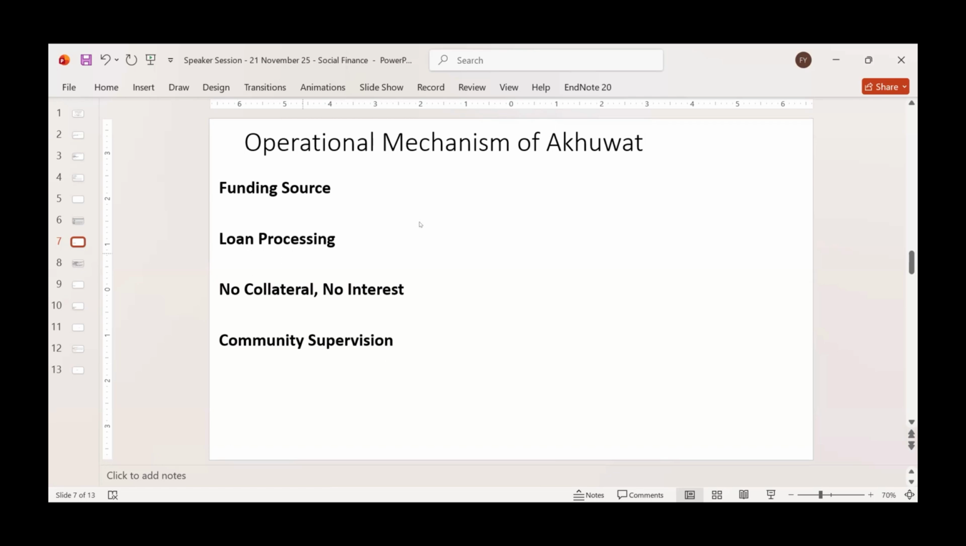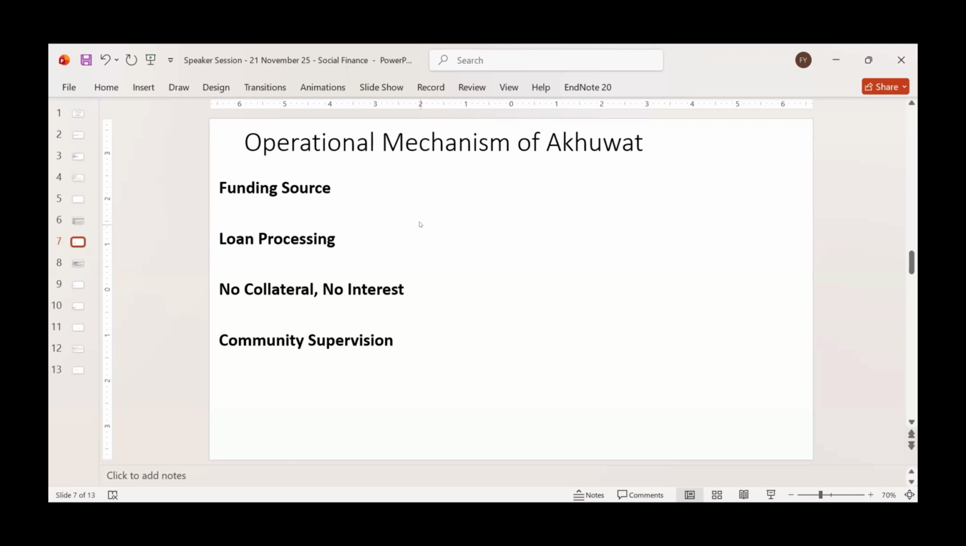Then the loan process is basically a very few and very easy steps. The applicant applies for a loan through a local Akhuwat branch. You know, more than 900 branches are available throughout Pakistan, so it is very easy to reach any branch for a loan. And the branches are usually located in the local society mosque. Then social and financial background are verified by the volunteers. Most of the workers or employees are volunteers. And then the loan is disbursed in a public ceremony to ensure transparency.